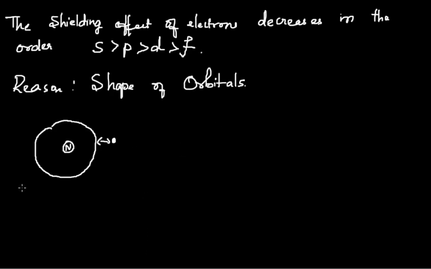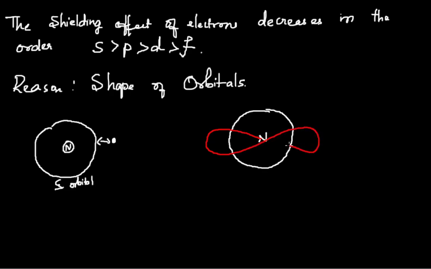Now consider that this is for s orbital. Now consider for p orbital. Now consider the same thing, the same electron being here. See, what happens is for a p orbital, this is directional in nature.